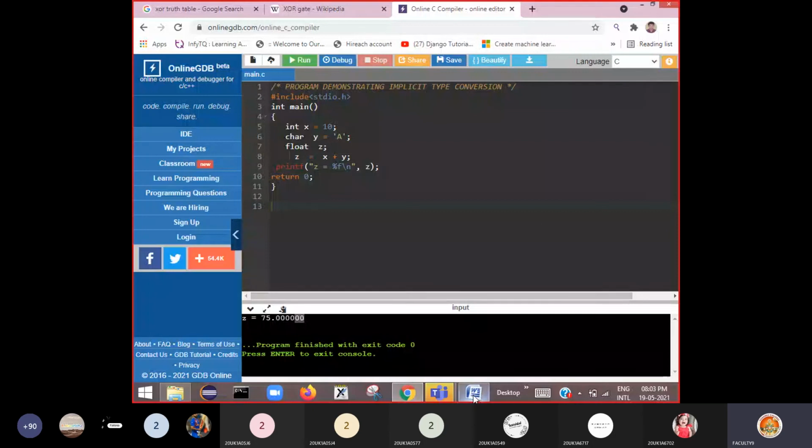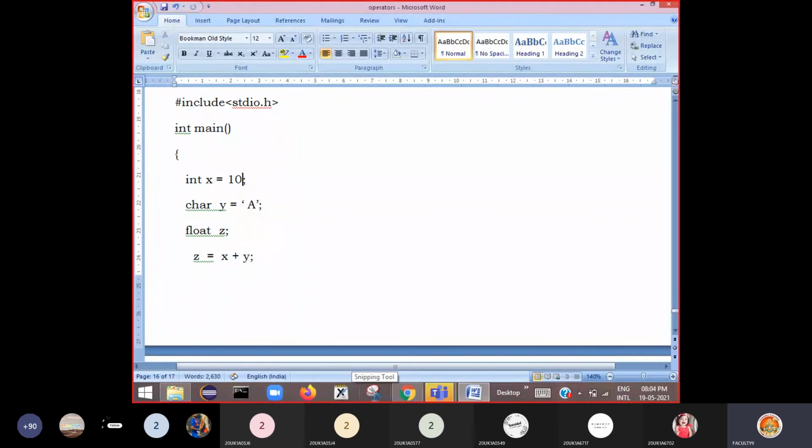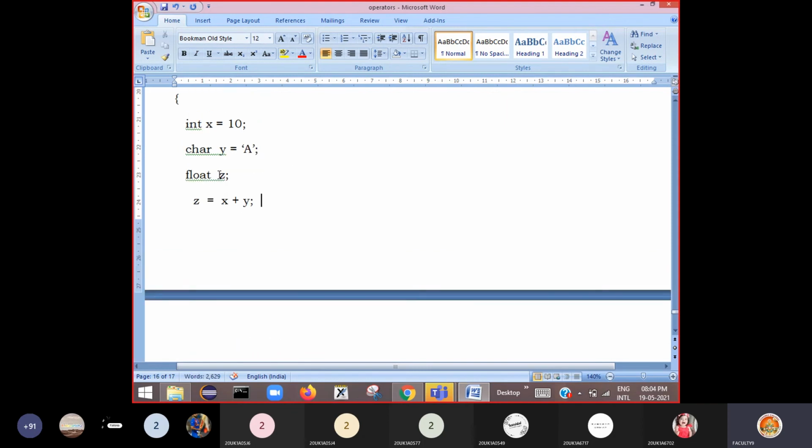Now I go back to this screen so that it will be easy for you to understand. X value I have taken 10 here, and Y value, capital A, I have taken here. Z is equal to x plus y. When I say this, what happens internally? In this expression, the highest data type variable is Z.